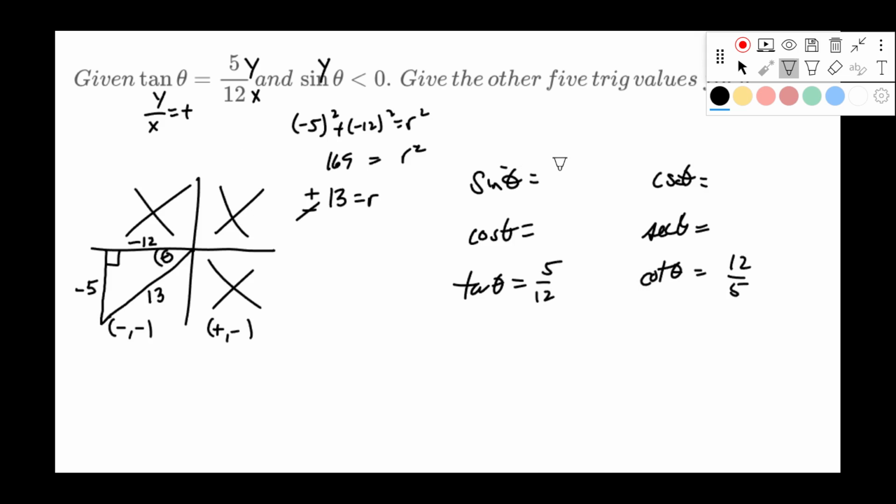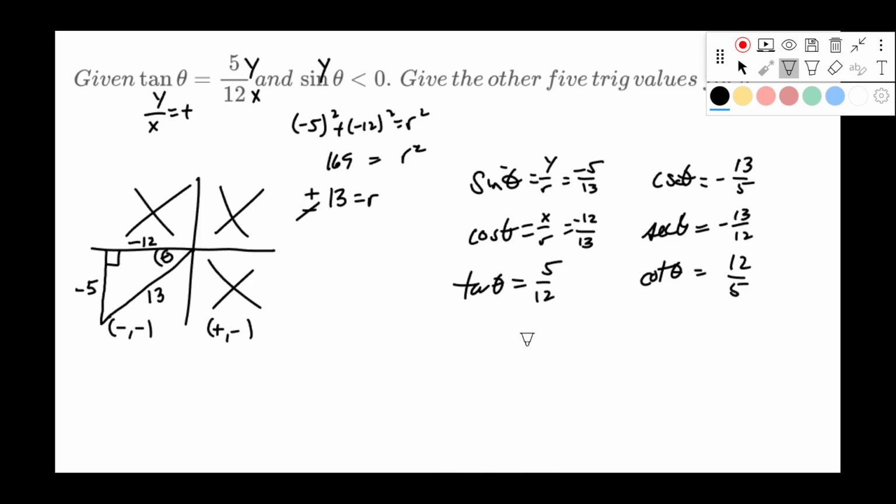Now I want the sine of theta. Sine is the y coordinate over the radius. So the y coordinate is negative 5. The radius is 13. Negative 5 over 13. The cosine is x over r. X is negative 12. R is 13. Negative 12 over 13. Cosecant is negative 13 over 5. Secant is negative 13 over 12. And that's my answer. There's the 6 of them right there.